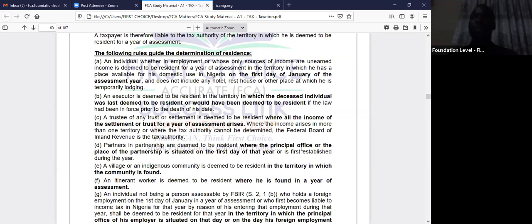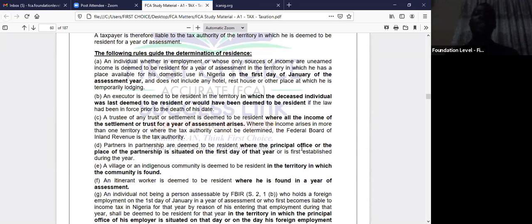So what is important is the business address. When you move, then you have to notify the tax office of where you have moved to. So wherever you put as your place of partnership, that is where you are deemed as resident. A village or indigenous community is deemed to be resident in the territory that they are found.